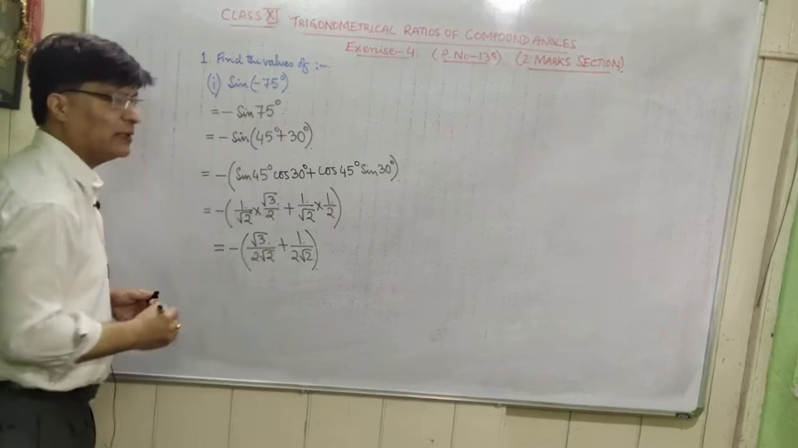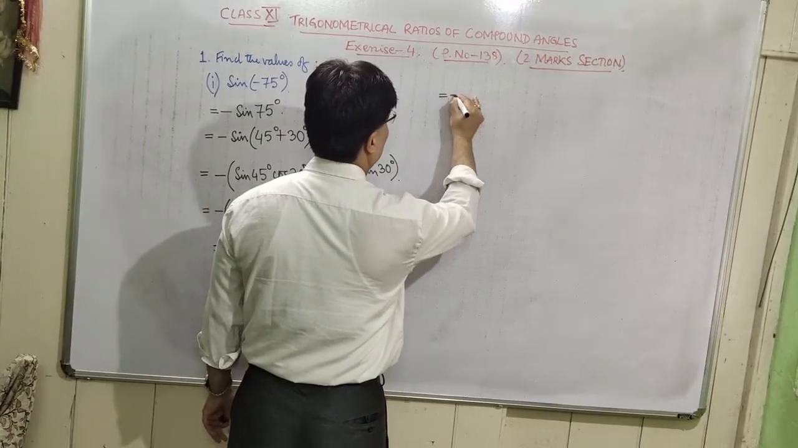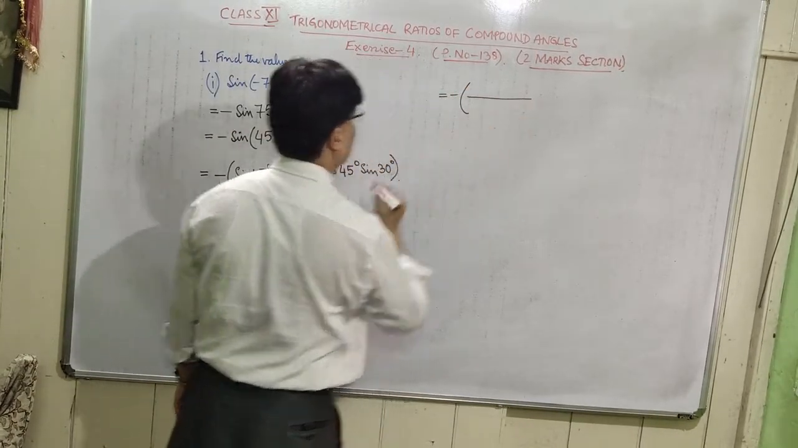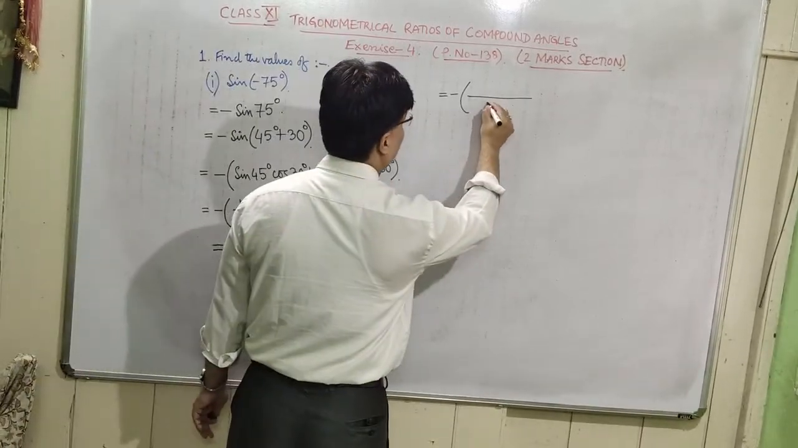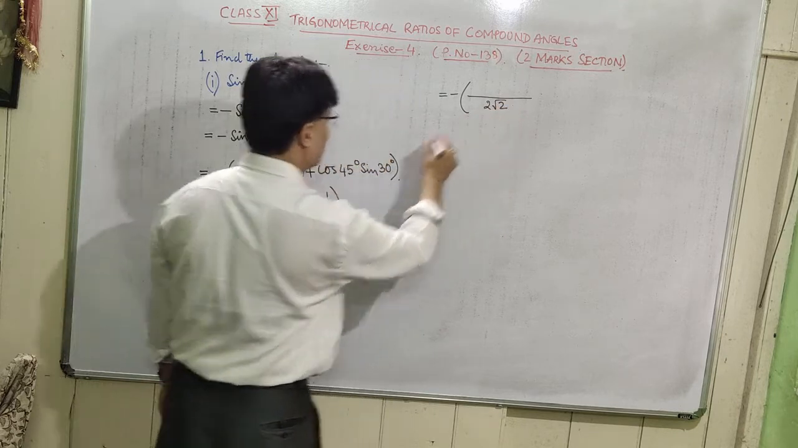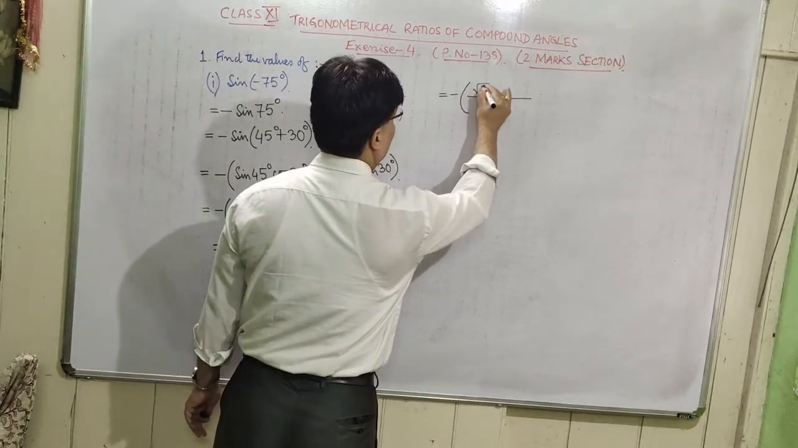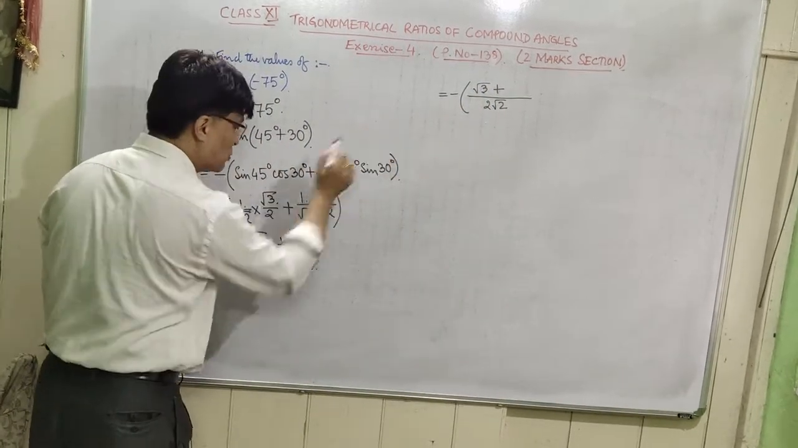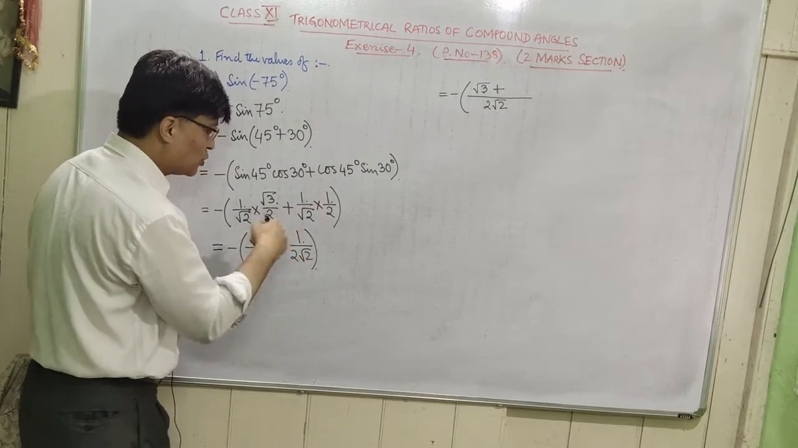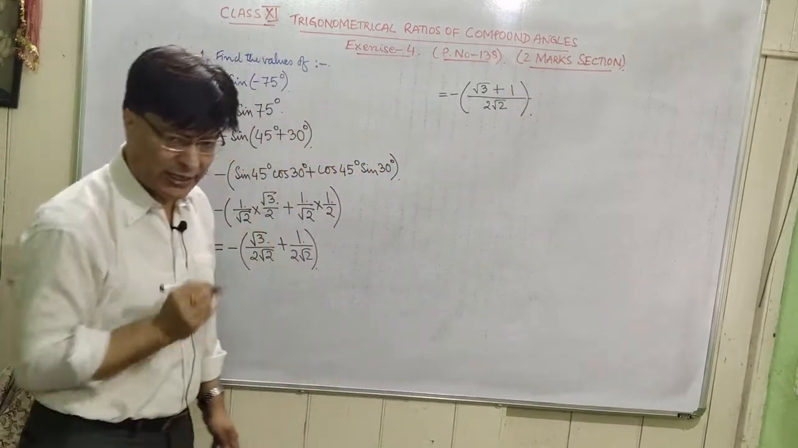So let us get the LCM. What is the LCM of 2 root 2 and 2 root 2? That is 2 root 2. This LCM divided by 2 root 2 is 1, so 1 into root 3 is root 3, plus, again the LCM 2 root 2 divided by 2 root 2 is also 1, so 1 into 1 is 1. So we have got this expression.